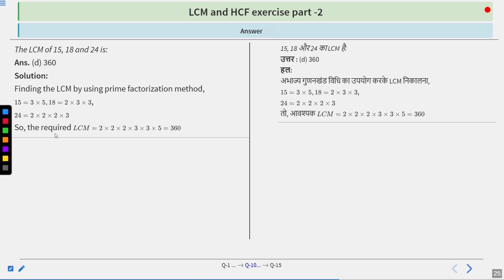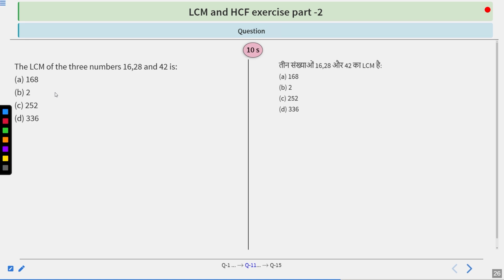To find out the LCM, we are going to look for the highest power of every number. So 2 is present a maximum of 3 times, so 2 into 2 into 2. 3 is present twice here, so 3 into 3. And 5 is only present once, so into 5. So 2 into 2 into 2 into 3 into 3 into 5 gives us 360. Option number D is the correct answer.